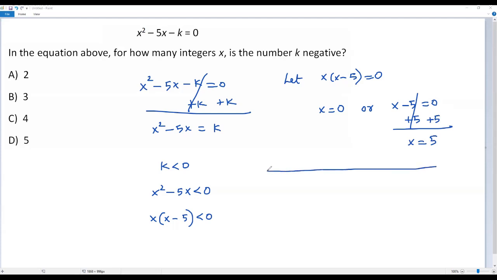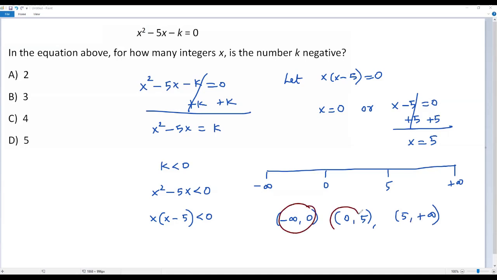Okay, now I'm going to plot these two values of x on the number line. So here we have 0, here we have 5. On the right extreme we have positive infinity, and on the left extreme we have negative infinity. So we can split the real number line into three parts using the two values of x, 0 and 5. The first interval is negative infinity comma 0, the second is 0 comma 5, and the third is 5 comma positive infinity. Now I have to verify each of these three intervals with this inequality.